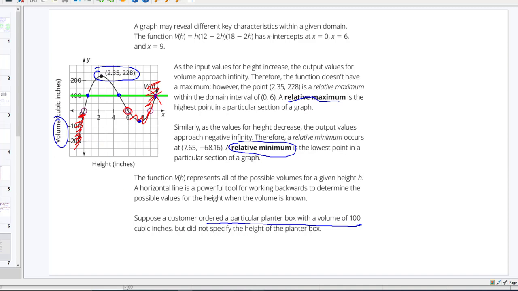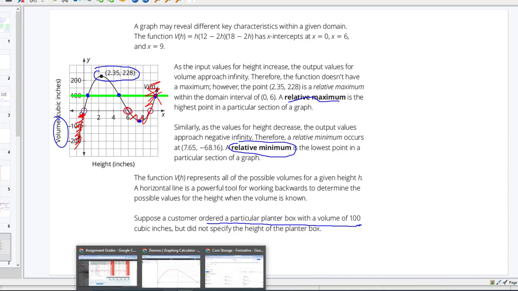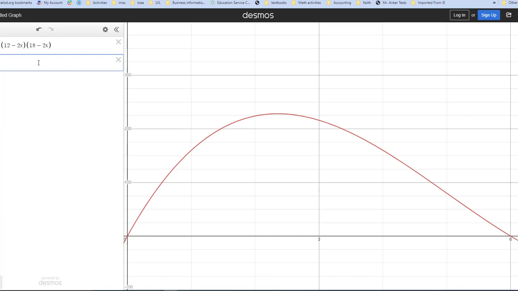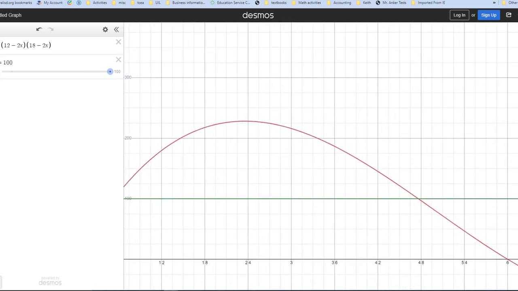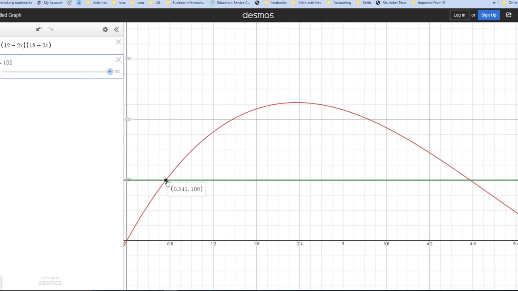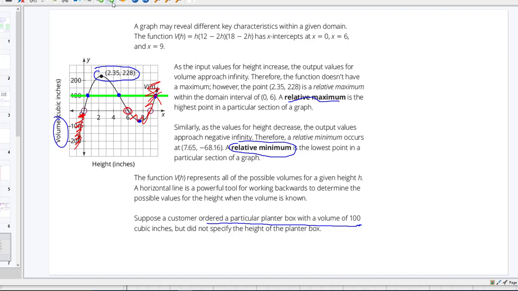So let's look at the graph. This is where you can use your calculator to help you. You're going to type in y equals 100, and we need to find the intersection. So those are the two intersection points. I'm going to drag my graph around. We have 0.541, 100, and 4.761, 100.